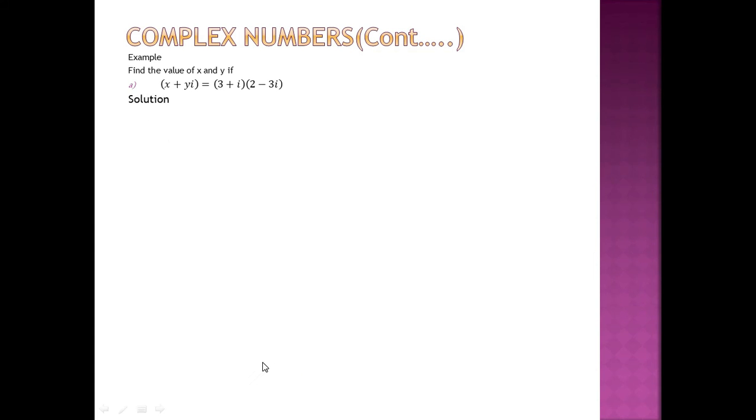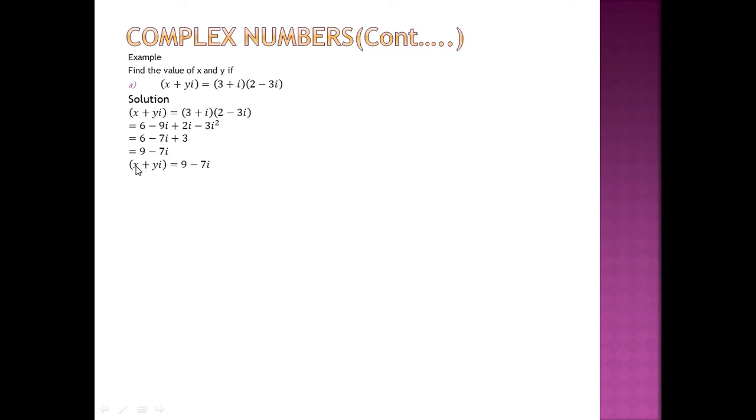Example: find the values of x and y if x plus yi is equal to 3 plus i, in brackets, times 2 minus 3i. We do the same simplification as we have done on multiplication above, and this is going to be simple. We simplify the right hand side, and we have 6 minus 9i plus 2i minus 3i squared, and then on simplification we have 6 minus 7i plus 3, and we have 9 minus 7i.